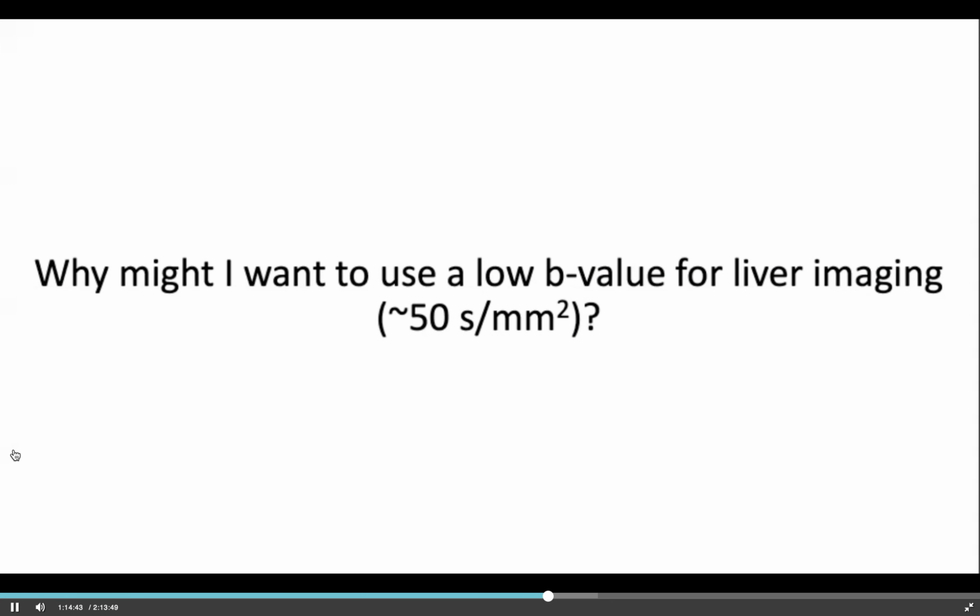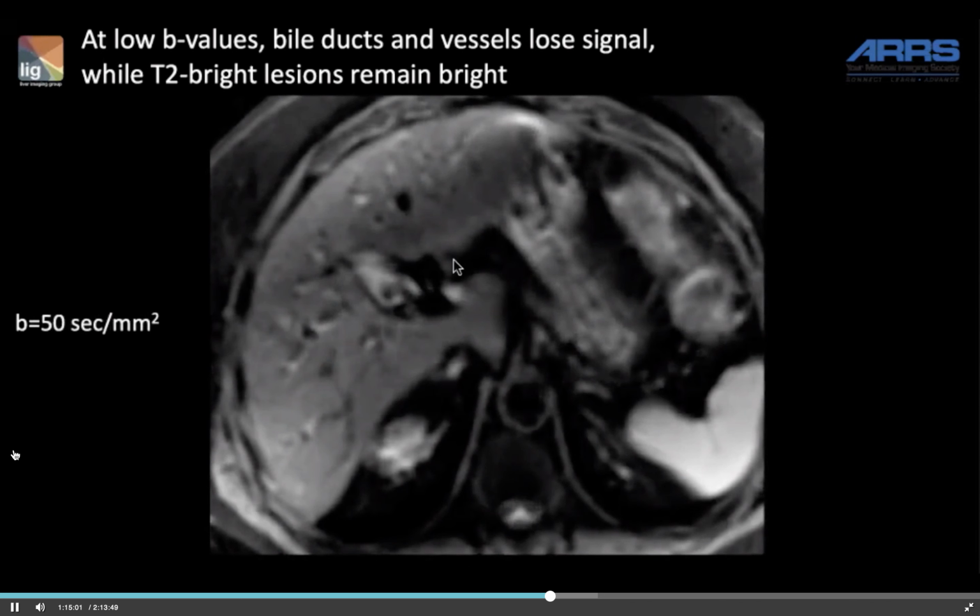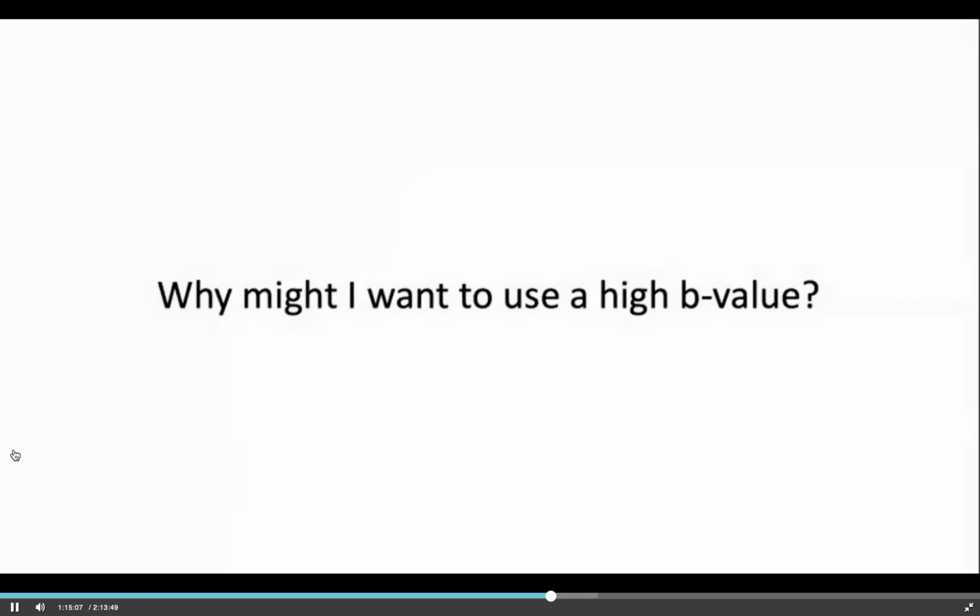Now, why might I want to use a low b-value for liver imaging, such as 50 seconds per millimeter squared? You want to use a low b-value because if you don't have any b-value, if you don't have any gradients whatsoever, you have a lot of bright structures in the liver that can be confusing, bile ducts, blood vessels, etc. But a low b-value will reduce some of the signal of these background structures and make the image perhaps a little bit easier to interpret.